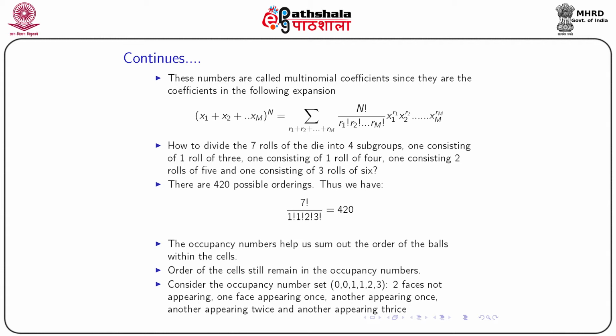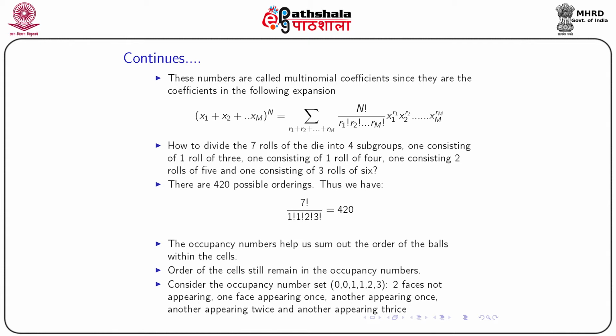Now if you use this theorem and we want to know how to divide the 7 rolls of a die into 4 subgroups, we may say that one group consists of one roll of 3, one consists of one roll of 4, one consists of 2 rolls of 5, and one consists of 3 rolls of 6. Note that I am not considering all face values right now. So what I am considering is one roll of 3, one roll of 4, 2 rolls of 5, and 3 rolls of 6. And if we use this result, we will have 420 possible orderings.